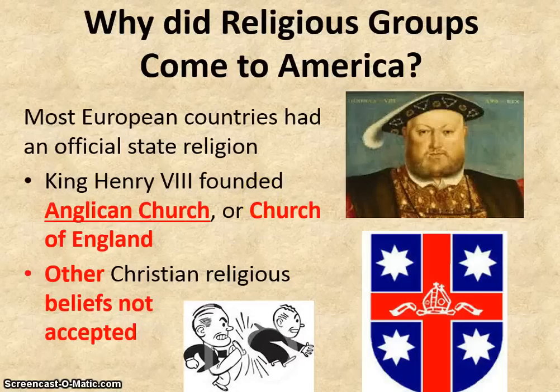So let's begin. First of all, why did religious groups come to America? Well, back in Europe, most of the European countries had an official state religion, which was a form of Christianity, but they all had different versions of Christianity. In the case of England, King Henry VIII founded the Anglican Church, better known as the Church of England. In England, you had to be a member of the Anglican Church. Other forms of Christian beliefs were not accepted and not tolerated.